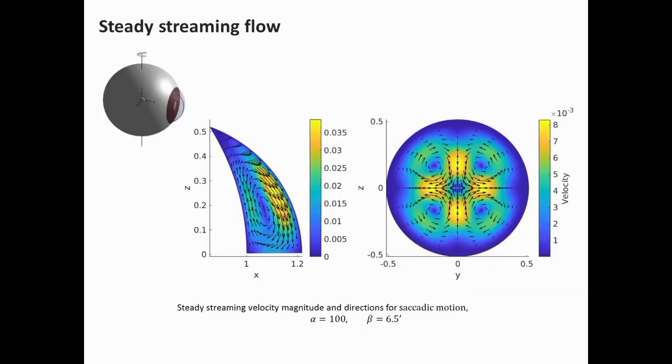So then we have the steady streaming. Here, the cross-section on the left is a time-independent component of the flow, which is why it doesn't move. So this is the vertical plane, and there is a circulatory motion in the vertical plane.